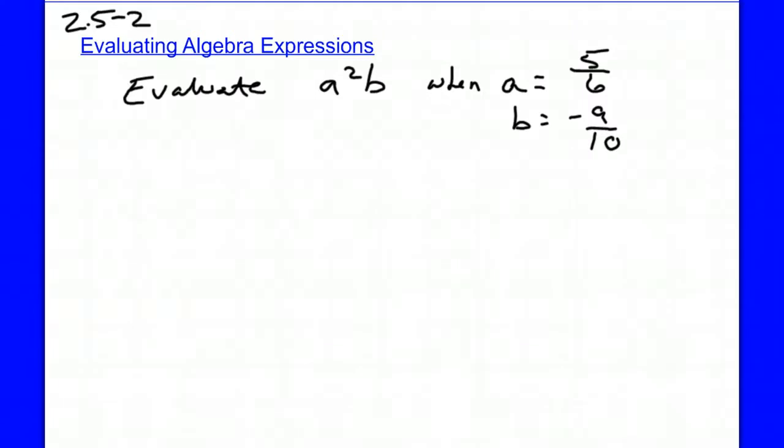What are you going to do, Audrey? 5 over 6 to the second power times... And you know what you need to do? That whole quantity is being raised to the second. So you need to put the whole thing in parentheses to show that. If you don't, it only looks like the top number, the numerator, is being squared. Okay? So make sure that the entire thing is being squared, which is something different. And then... times negative 9 over 10.